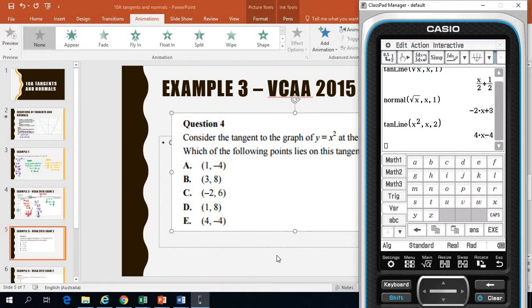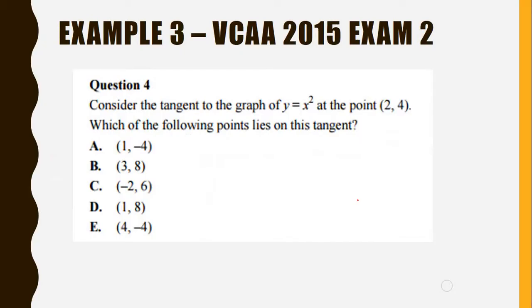So let's have a look then and see what we can do with this. Our tangent line is the line y equals 4x minus 4. We want to see if these points lie on that graph. So we substitute them in. When x equals 1, y will be 4 times 1 is 4, minus 4, 0.